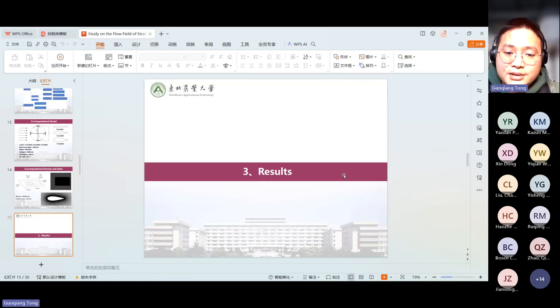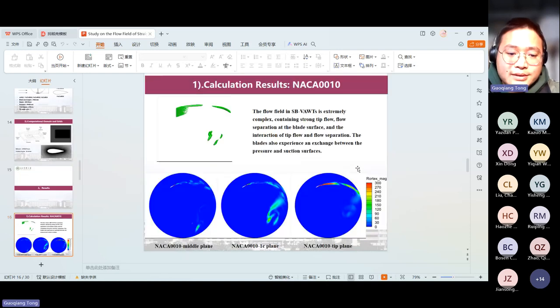The next step is the results. For the sake of illustration, the inside of the rotating cylinder is referred to as the inside, and the outside of the cylinder as the outside.